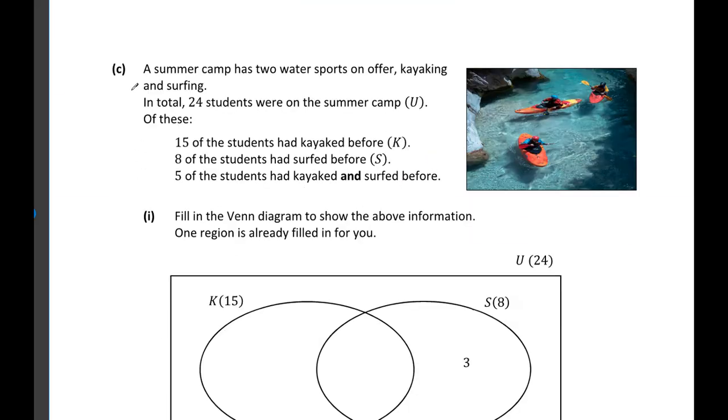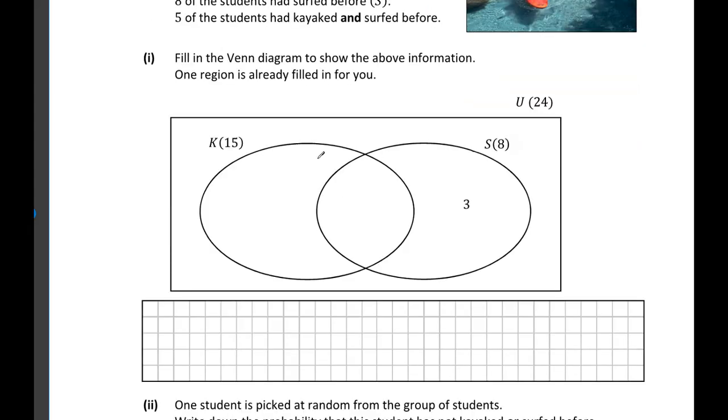right, a summer camp has 2 water sports on offer, kayak and surfing. As usual, an English essay to start off a maths question in Ireland. In total, 24 students were on the summer camp, U, that's the universal set. 15 had kayaked before, 8 had surfed before, 5 had kayaked and surfed. Okay, great. So we just have to fill the Venn diagram.